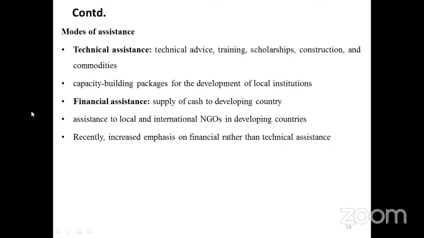They provide financial assistance also, as we have already seen. They worked nicely in Afghanistan also; they were working there.